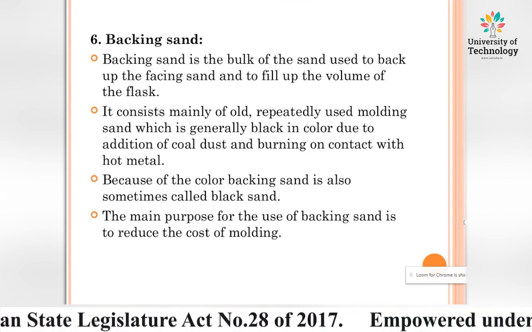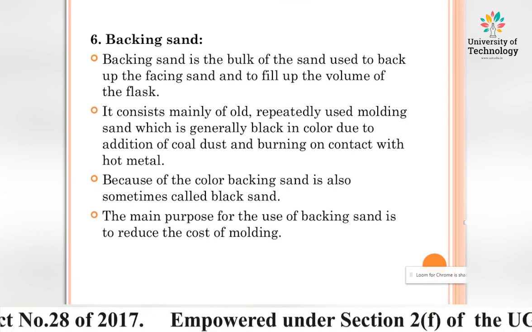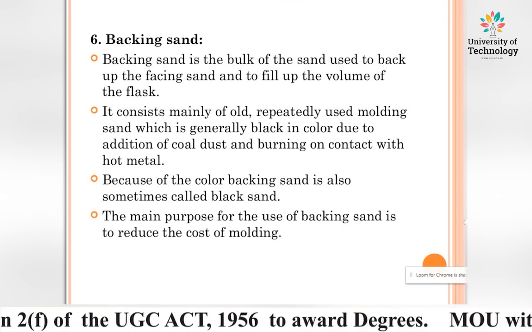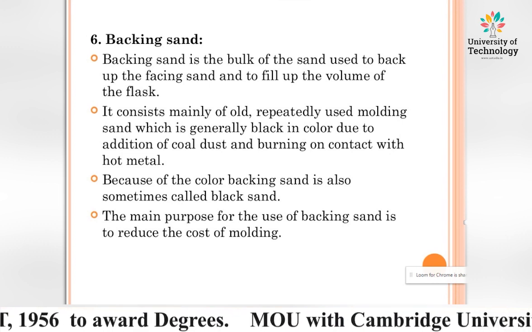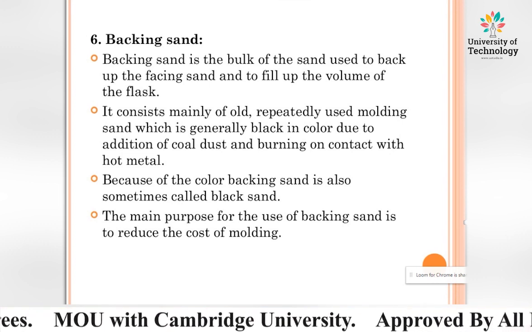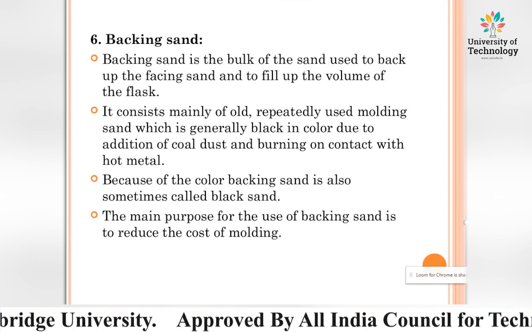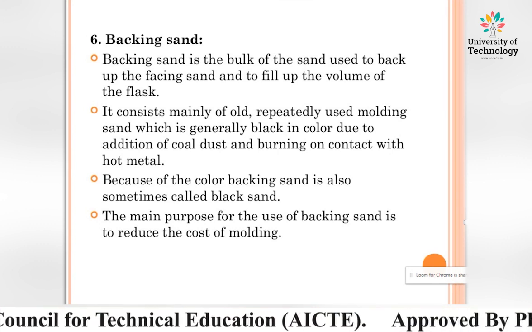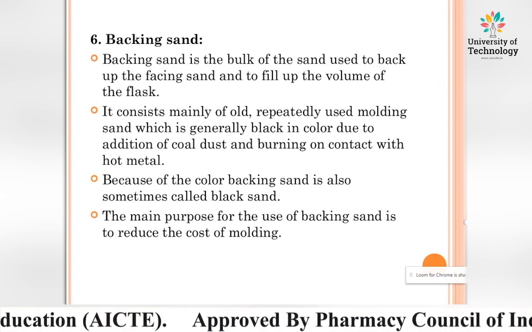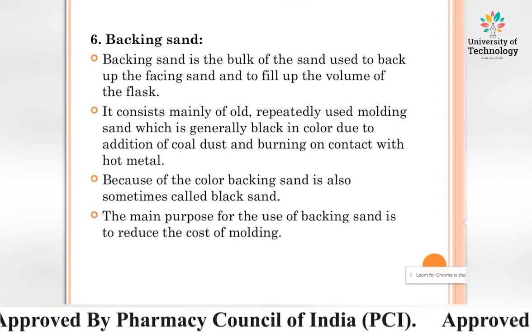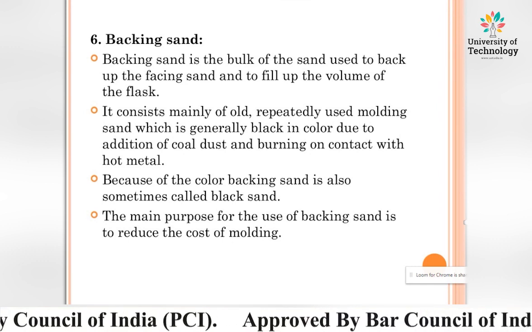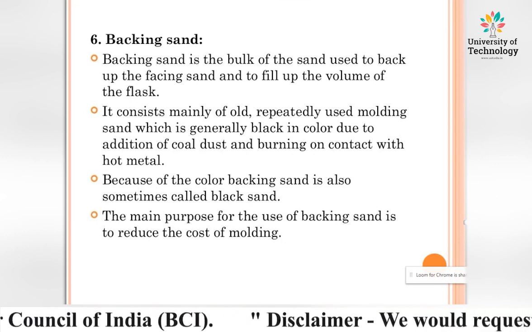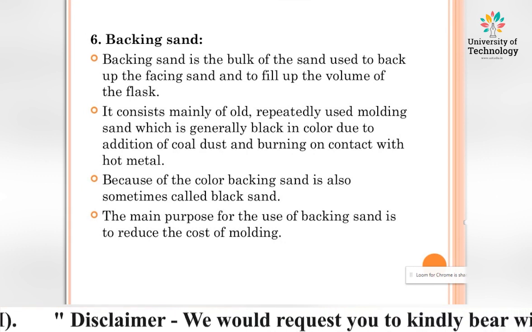The sixth one, the backing sand. The backing sand is the bulk of the sand used to back up the facing sand and to fill up the volume of the flask. It consists mainly of old, repeatedly used molding sand, which is generally black in color due to the addition of coal dust and burning on contact with hot metal. Because of the color, backing sand is also sometimes called black sand.